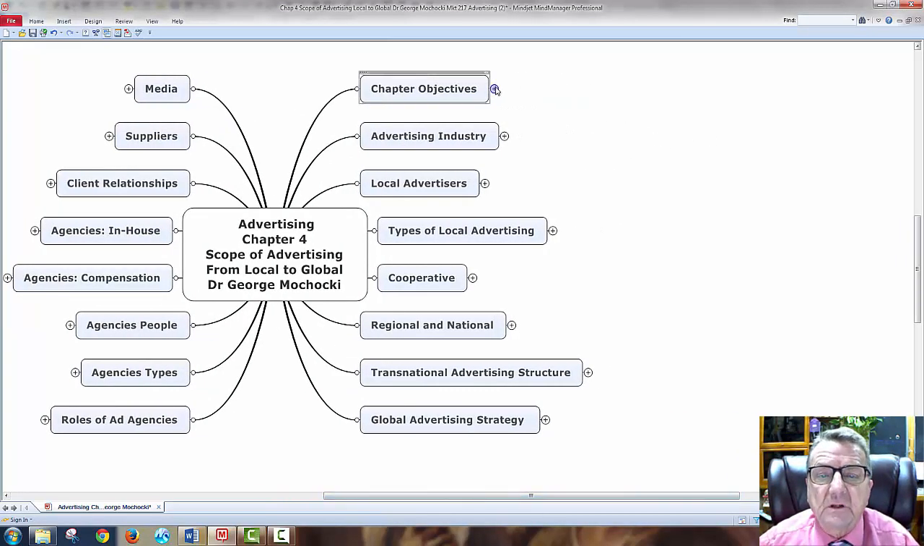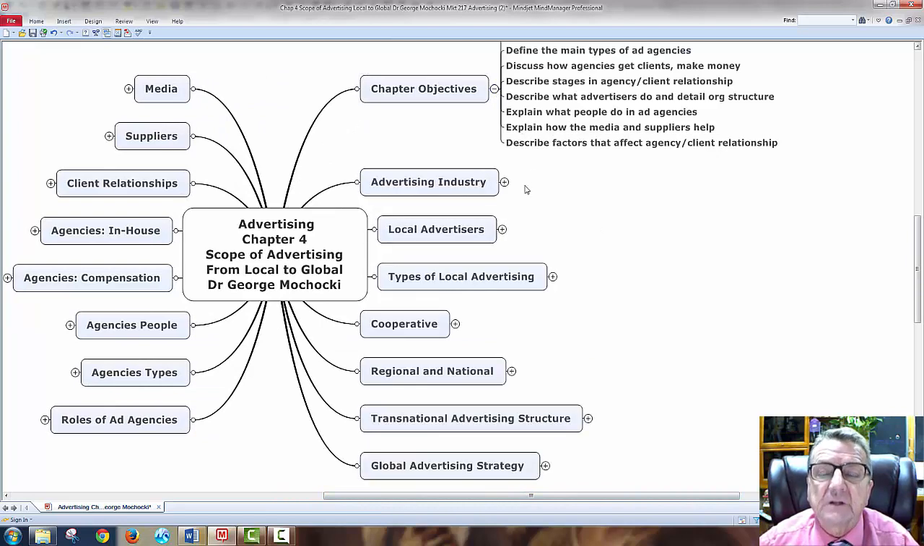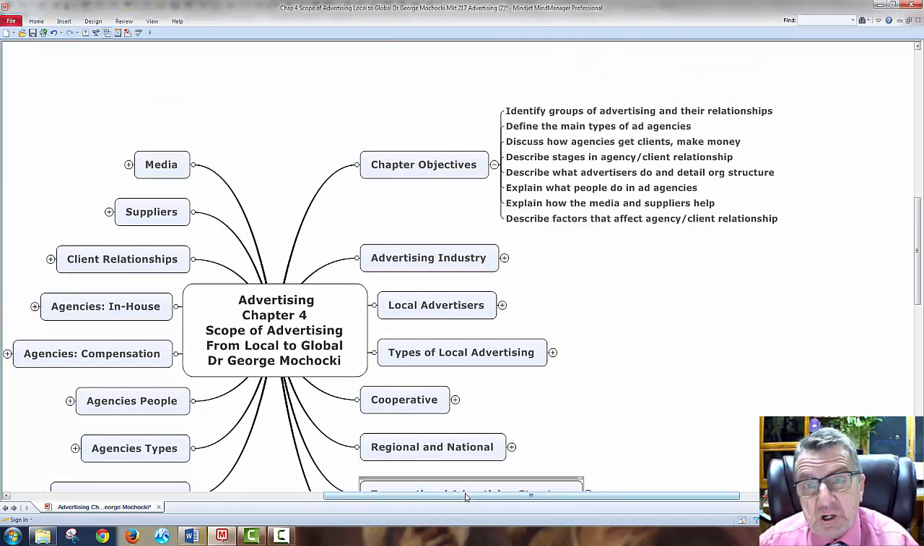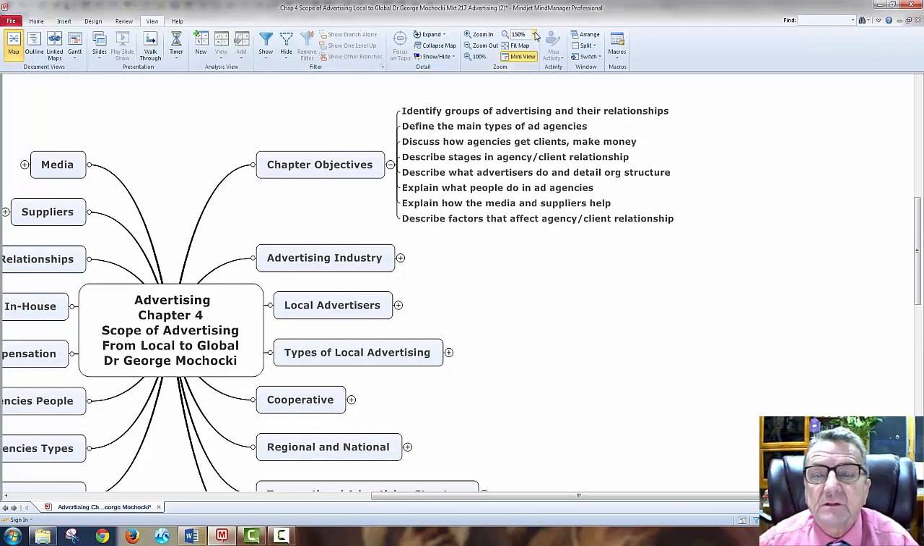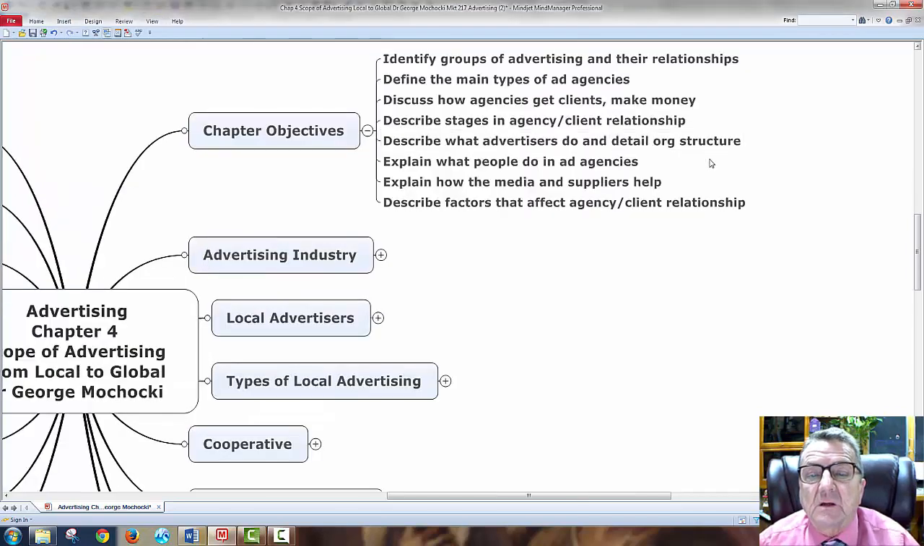So let's go into the objectives of this chapter. What are you going to learn out of this chapter? Good question. We're going to identify groups of advertising and their relationships, so different agencies, different companies, how they're set up, so you have a general idea. For some of you, this would be good general information.